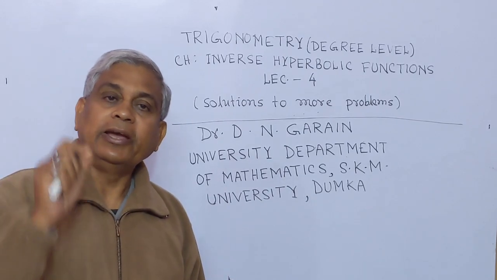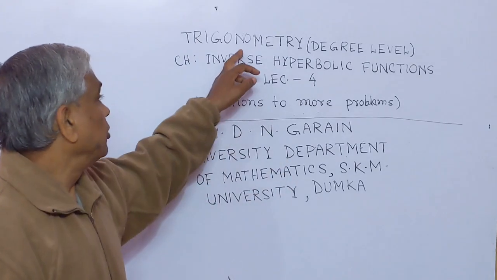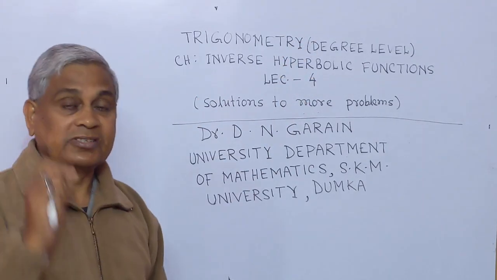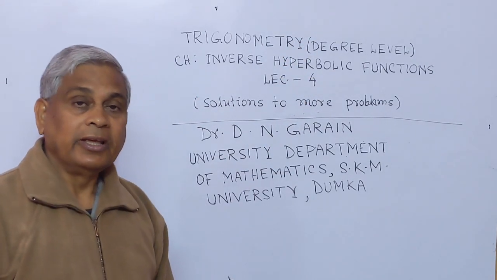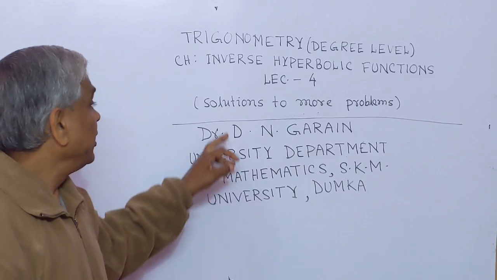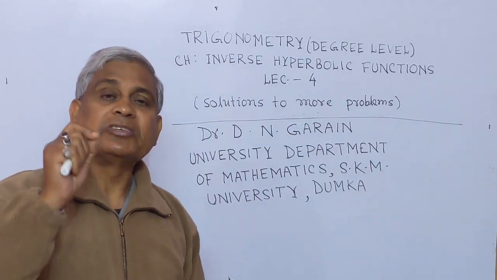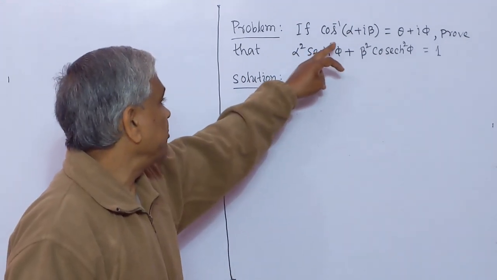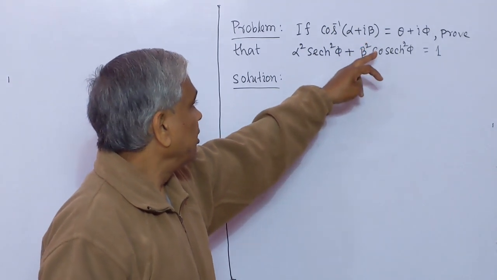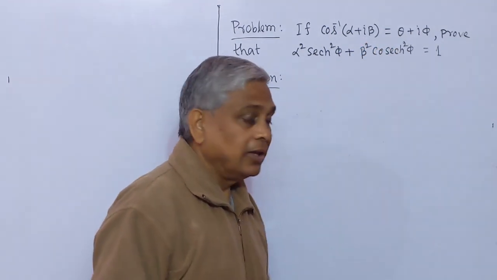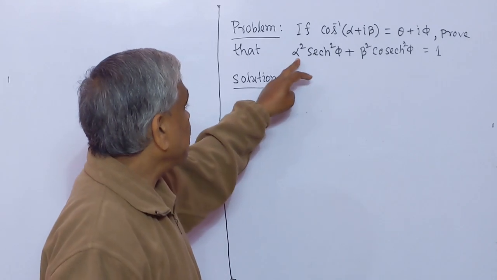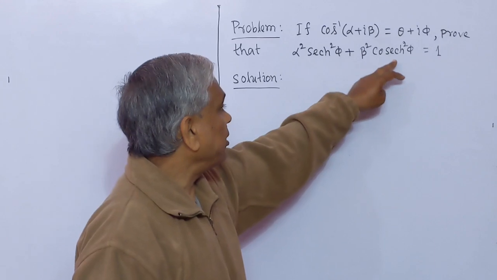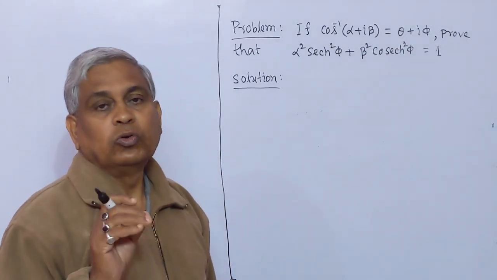Today I will deliver a lecture on trigonometry, degree level, chapter inverse hyperbolic functions. Lecture number 4, in which I will solve some more problems of this chapter. Now we solve a problem. The problem is: if cos inverse of alpha plus i beta equals theta plus i phi, then prove that alpha square sec hyperbolic square phi plus beta square cosec hyperbolic square phi equals 1.